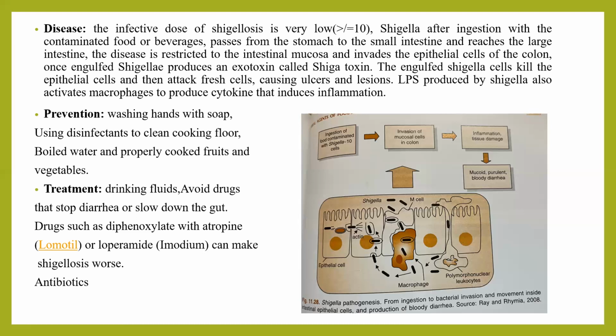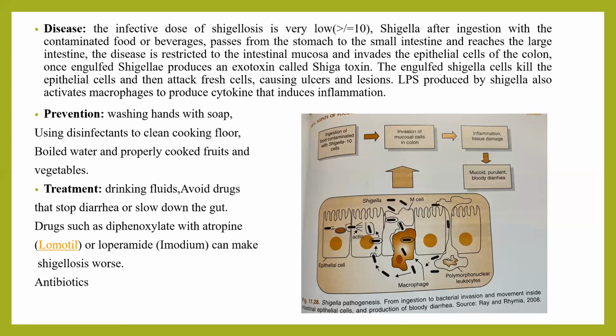Once engulfed, the Shigella produces an exotoxin called the Shiga toxin. The engulfed Shigella kills the epithelial cells and then attacks the fresh cells, causing ulcers and lesions. The lipopolysaccharide produced by the Shigella also activates the macrophages to produce cytokines that induce inflammation. So this is the disease cycle.